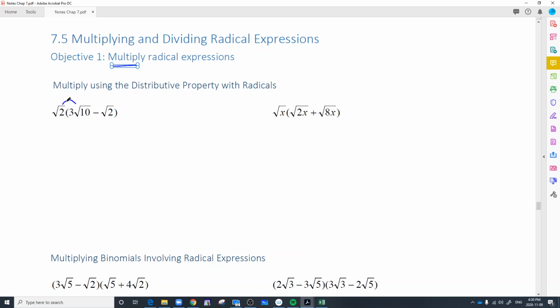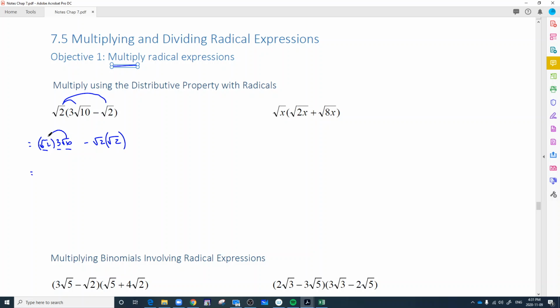going to distribute the root 2 through the second bracket. So this is going to become root 2 times 3 root 10 minus root 2 times root 2. So distributing this through, it's root 2 times the first term, root 2 times the second term. You don't have to write this out if you don't want to. What I want to show you here is that you're left with root 2 times 3 times root 10.